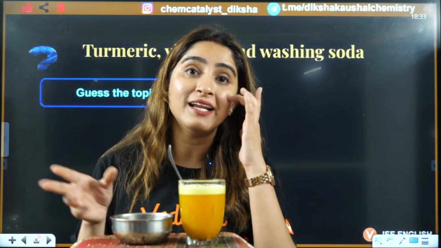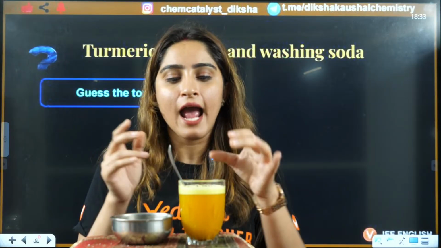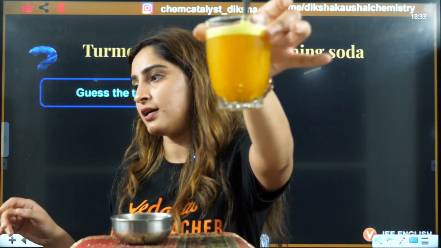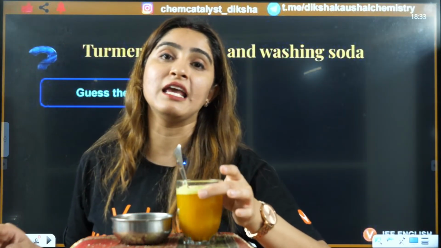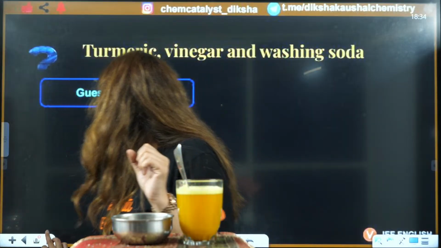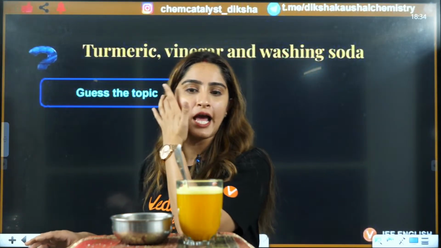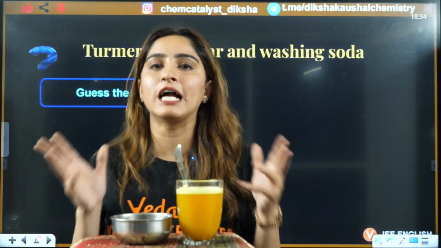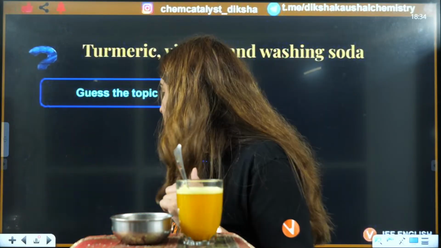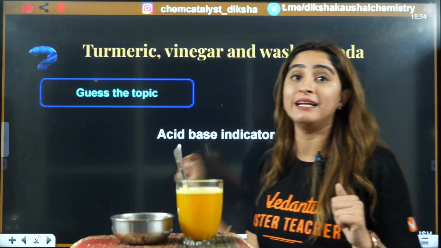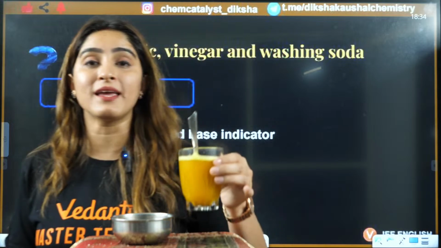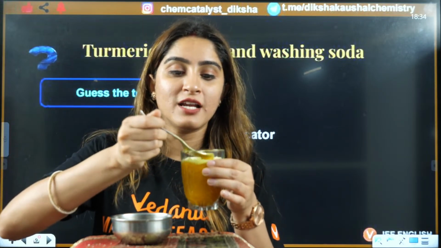Acid base neutralization reaction. Firstly, we added base, then we added acid. They will neutralize, and turmeric will have its own original color. You have the original color of turmeric back. This you will study in redox reactions. You will study hi-fi indicators, but I am showing you just a simple indicator that we use in our daily life, that is turmeric. So this is based on which thing? Acid base indicator. This turmeric is a good acid base indicator, and it's a natural indicator.